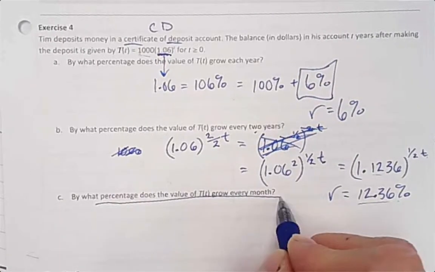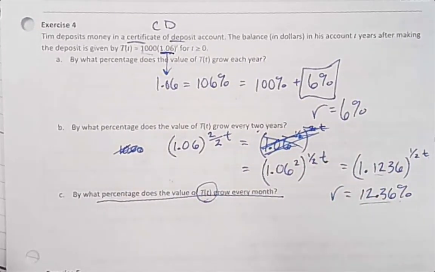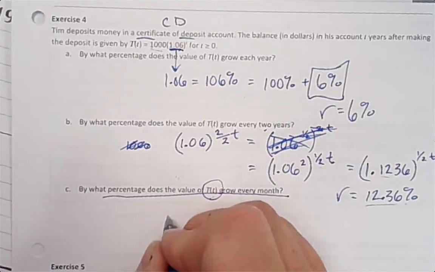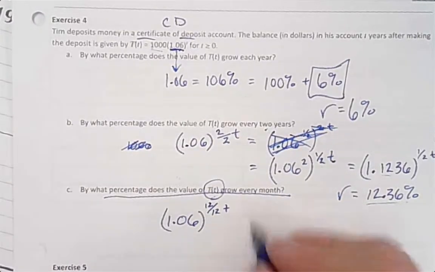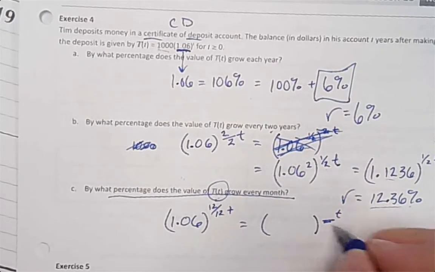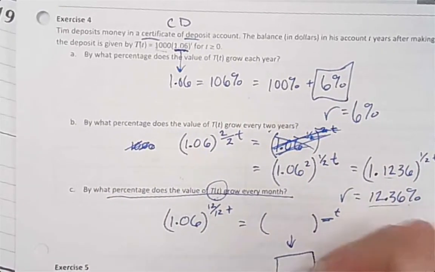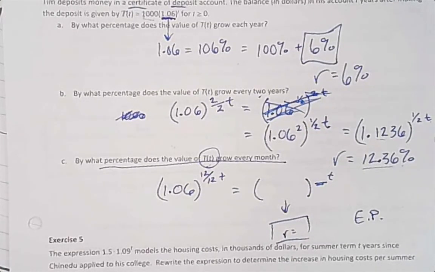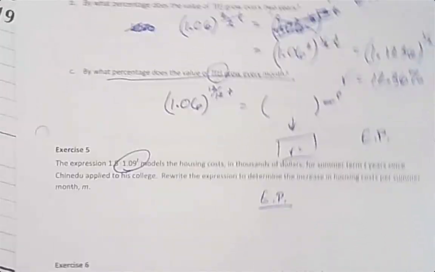By what percentage does the value of t grow every month? Well, the value of t, once again, every month goes back to what we did on the previous page, where we look for some sort of 12/12 relationship. So 1.06 to the power of 12/12 t, and then I'm going to say what goes here and what goes next to the t. Because once you know how to set this up so that you get 1 year, blah, blah, blah, then you'll have your answer. That is your R value. But that's extra practice. You need to do that one. Extra practice. Exercise 5 is extra practice.